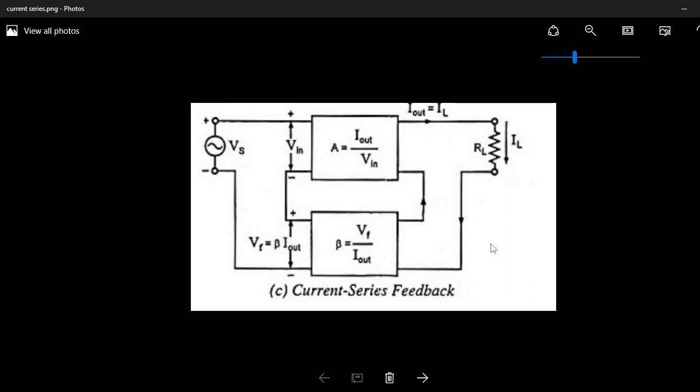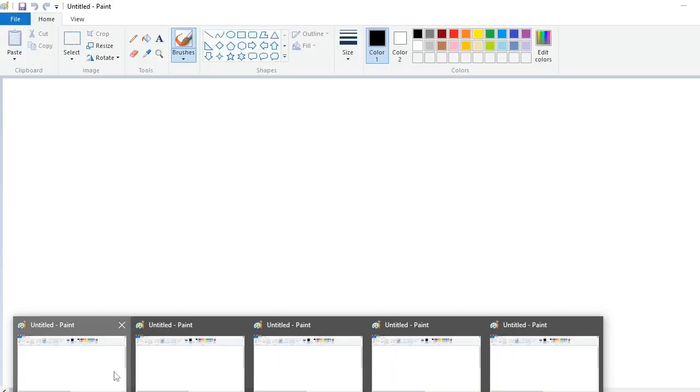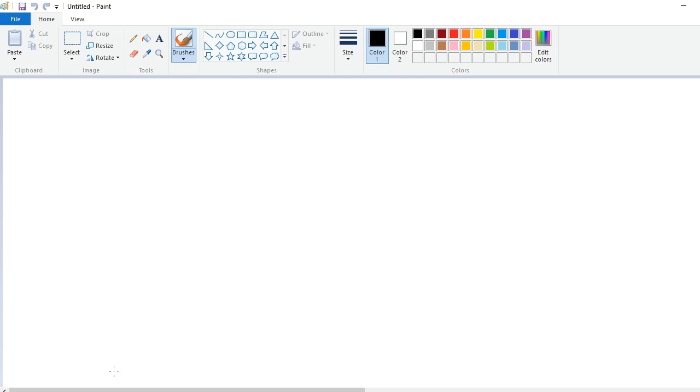In this video, I am going to explain current series feedback amplifier analysis. This figure shows the basic block diagram of a current series feedback amplifier. Here, current sampling is taken at the output and series mixing is used at the input side. I will explain this topology with the help of small logic. In a current series amplifier, current sampling is taken at the output.